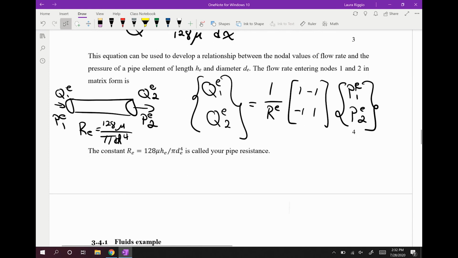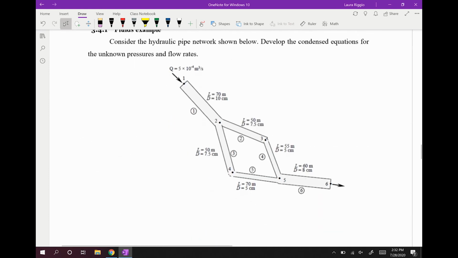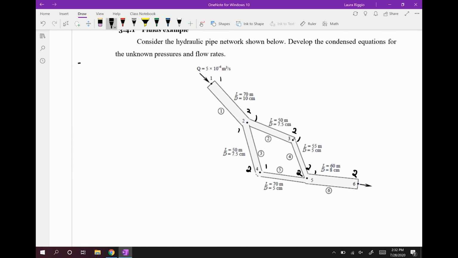So for our last example, we're going to look at this hydraulic pump network, where I would like to number it 1, 2, 1, 2, 1, 2. That's just me. So the first thing we're going to do is get our element stiffness matrix. I'm only going to write the first one, so K1 will be 1 over R1 times the matrix [1 -1; -1 1].